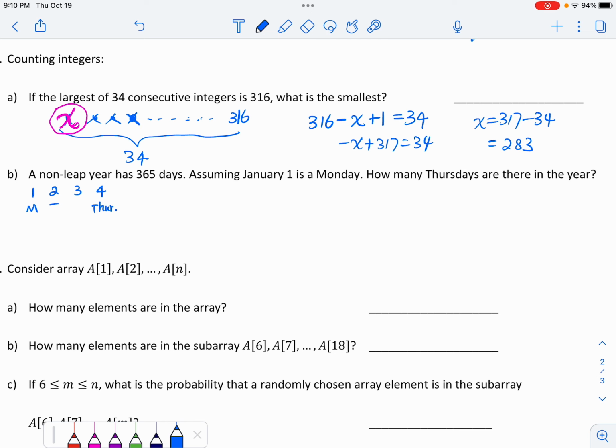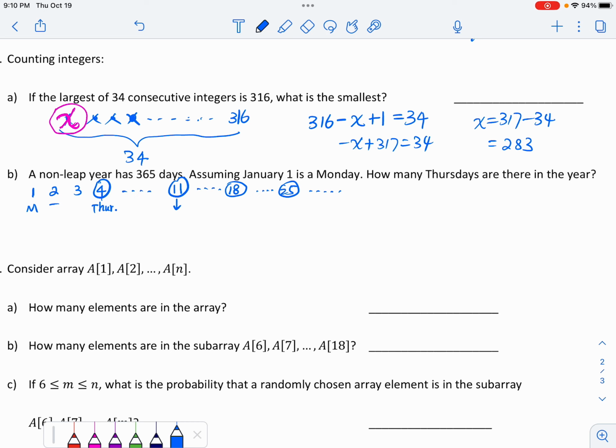And then, of course, what would be the next Thursday? You add 7 days, and this will be the second Thursday. This is the first Thursday, second Thursday. And what is the next Thursday? You add 7 to it, which is 18. And what's the next Thursday? 25, right? And so on and so forth.